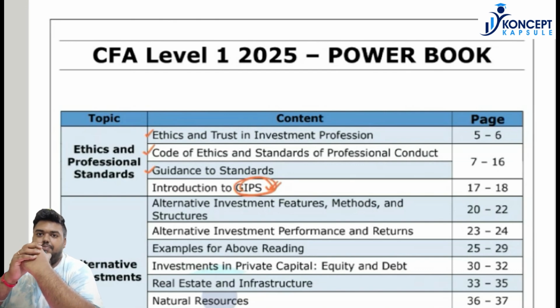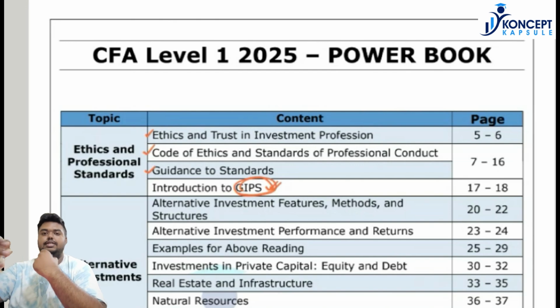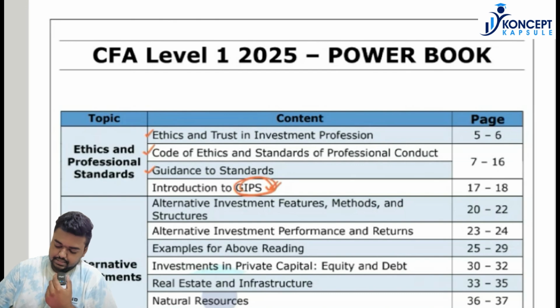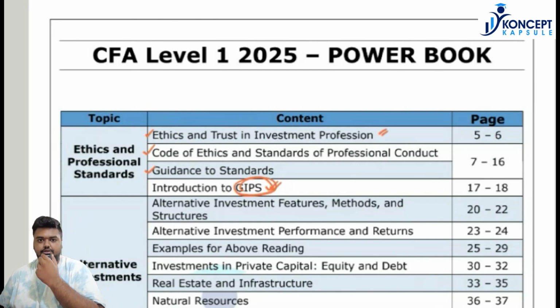GIPS is a topic which in level 1 has no complexity, easy to score, and gives you an opportunity to increase your percentile in ethics. So I'm sure if you would have gone through the other topics, you would have seen, this topic, ethics and trust in investment profession, does not have a lot of content, right? So you cannot expect a lot of questions out of it, correct?